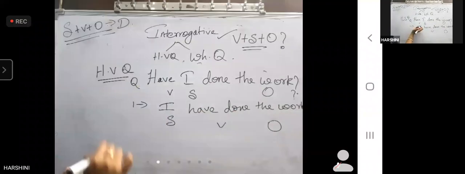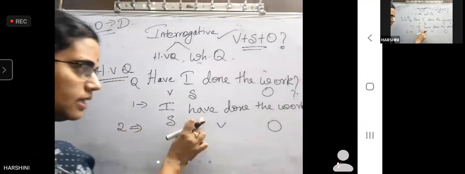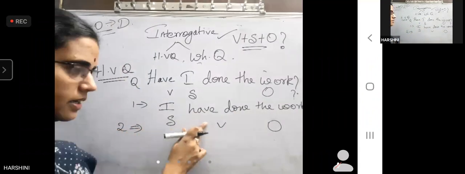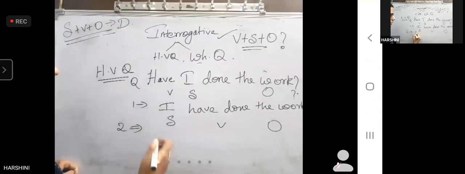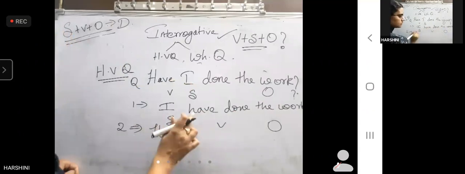First step. Change that question into subject, verb, object. Now, the second step is change this sentence, subject, verb, object, into passive voice. What is the passive voice for that sentence? Tell me the passive voice. I have done the work.